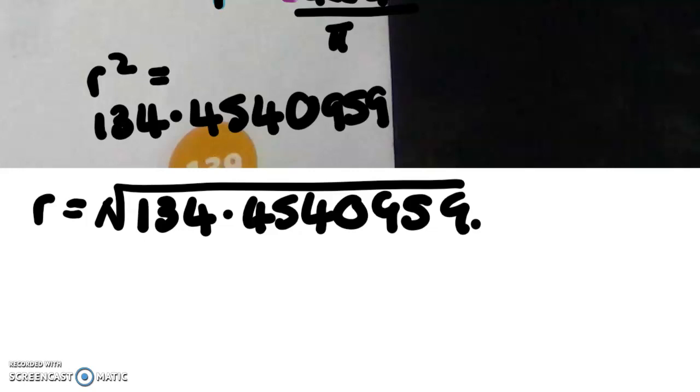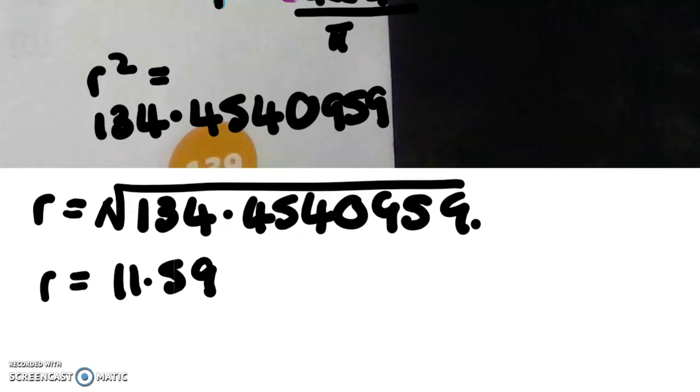And to do that, you press your square root button. See the way the r squared is changing to r. So you go square root of 134.4540959, and we press equals, and we get r equals, again, write everything you get down, 11.59.